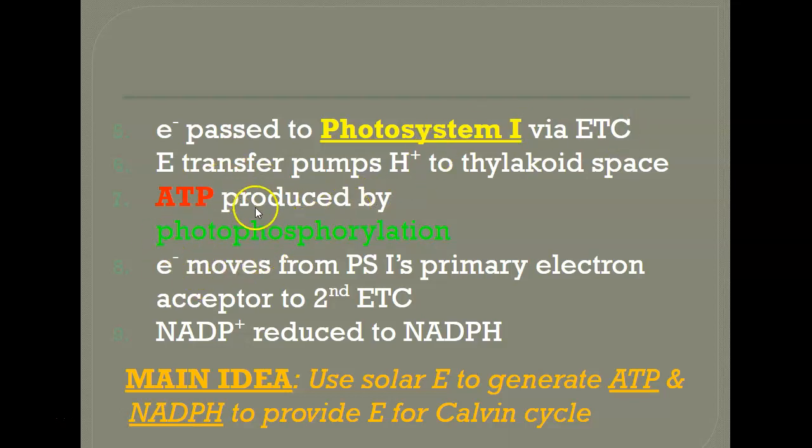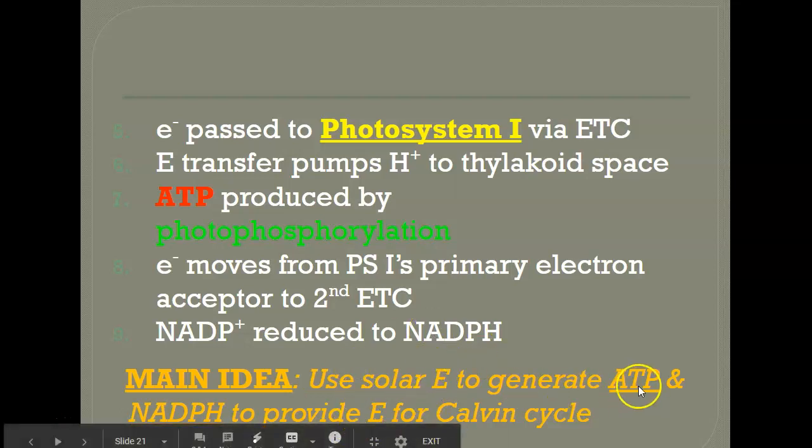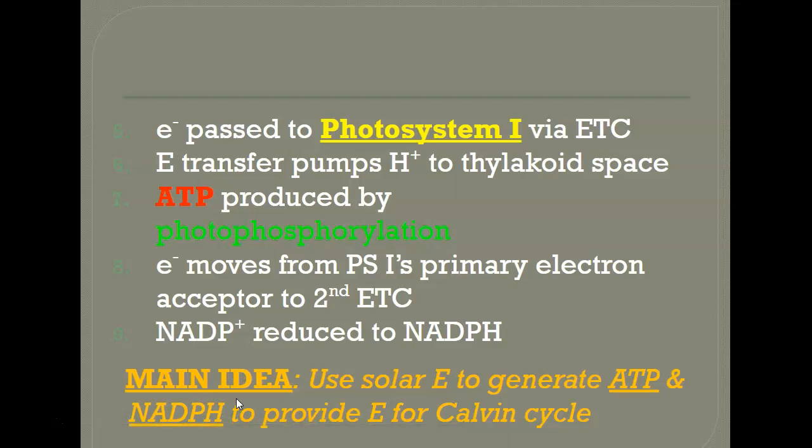ATP gets produced by photophosphorylation, which I'll show you in the picture in a moment. The electrons that came from photosystem one, as primary electron acceptor, go through a second electron transport chain, and that creates something called NADPH. So there's roughly two electron transport chains. Again, with words, it's confusing. I will show you the picture in a minute, but the overall main idea that you need to take away is that the light reactions use solar energy to create ATP and NADPH. NADPH is also an energy source or an energy carrier. And that is what is going to provide the necessary energy to drive the making of glucose.